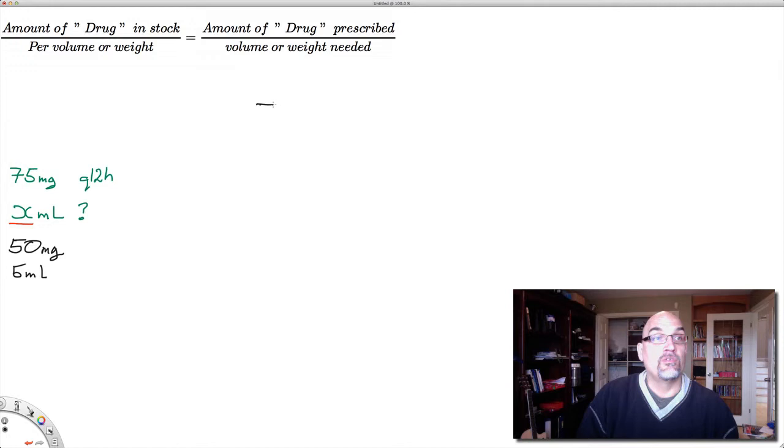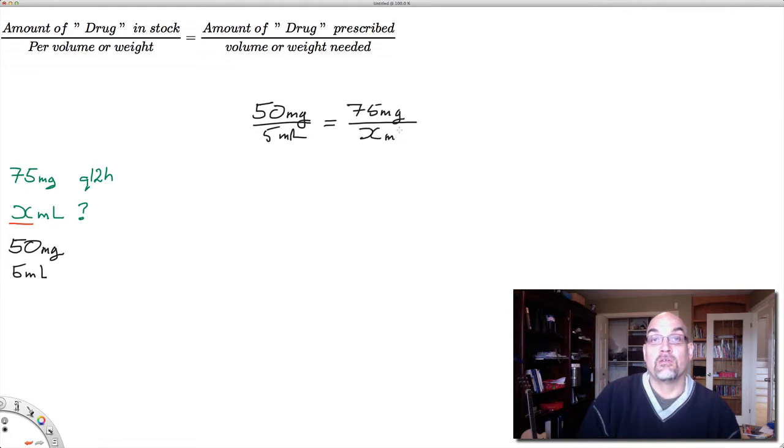So what we have in stock is 50 milligrams per 5 milliliters. And it's a good practice to always write the units along with the numbers, and you'll see why in a sec. So the amount of drug prescribed is 75 milligrams, and the volume or weight needed is our unknown. So it's X milliliters. How many milliliters are needed?